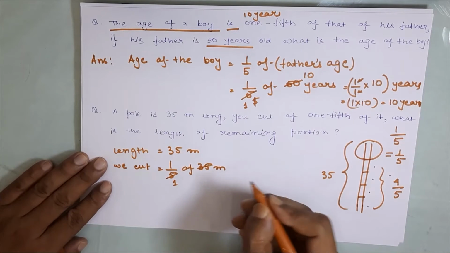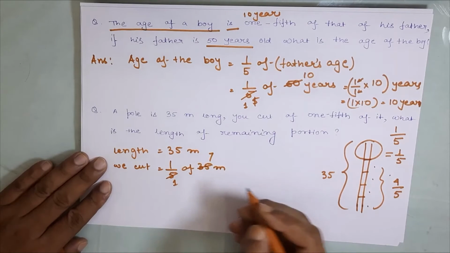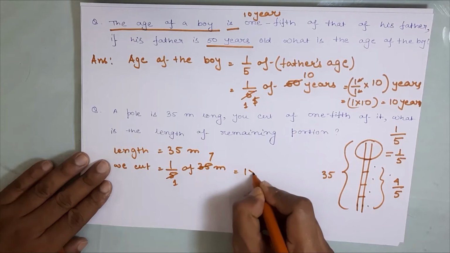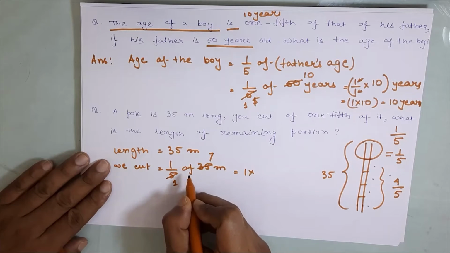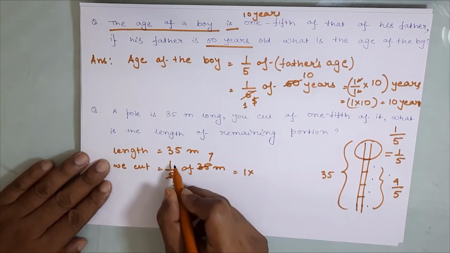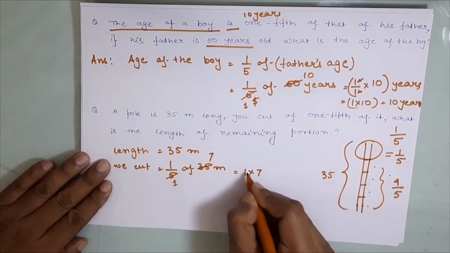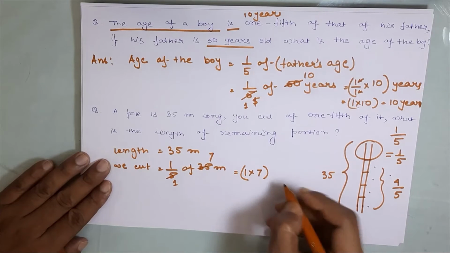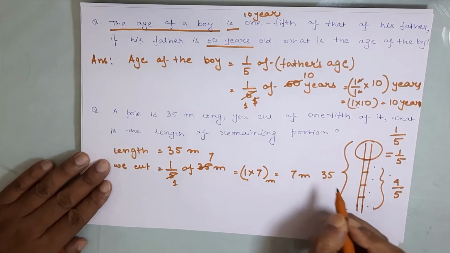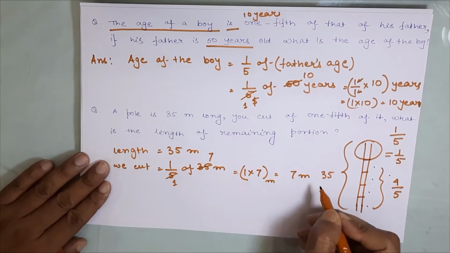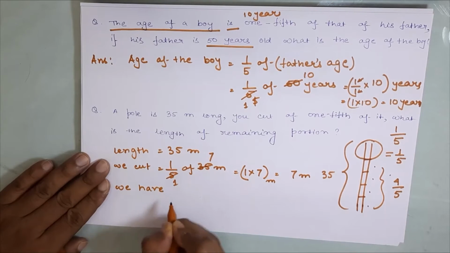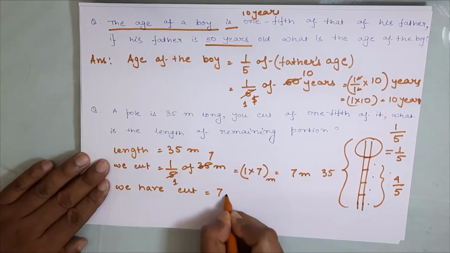If we divide 35 by 5, we get 7. So it is equal to 1 into 7. "Of" is multiplication. We can represent "of" as multiplying 1 and 7. 1 into 7, "of" is your "into" factor. So this is meter, so 7 meter. So we have cut 1/5 of the pole. So we have cut 7 meter.